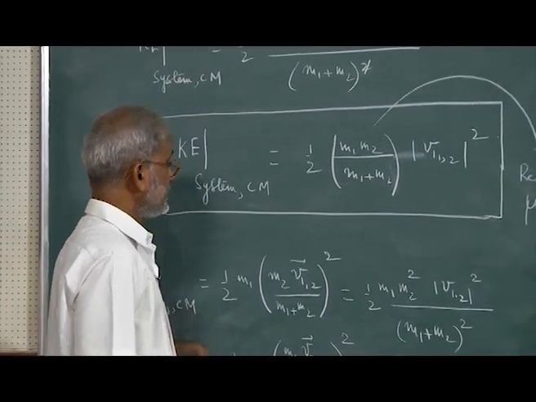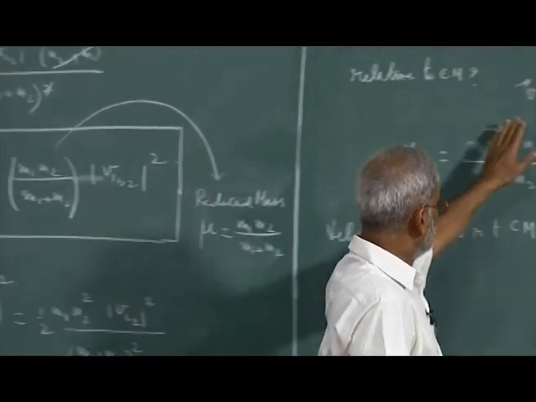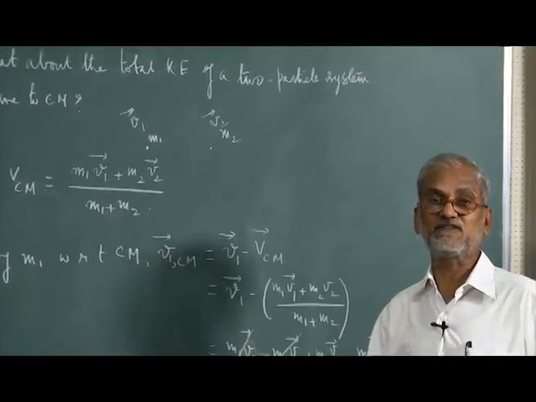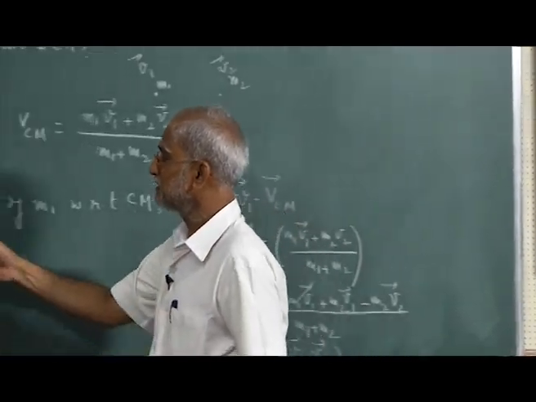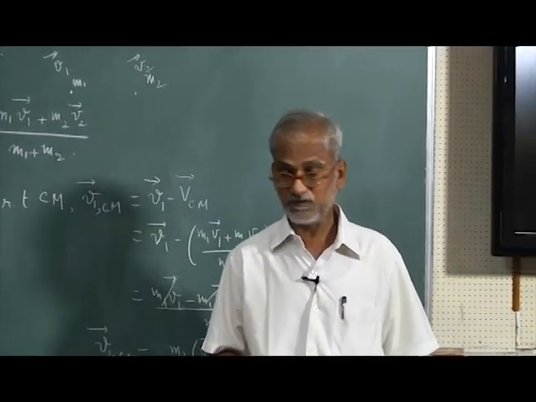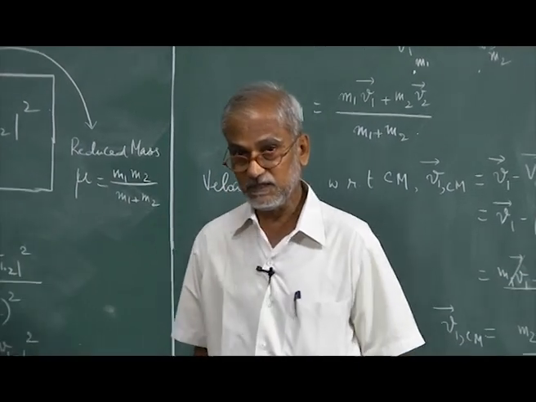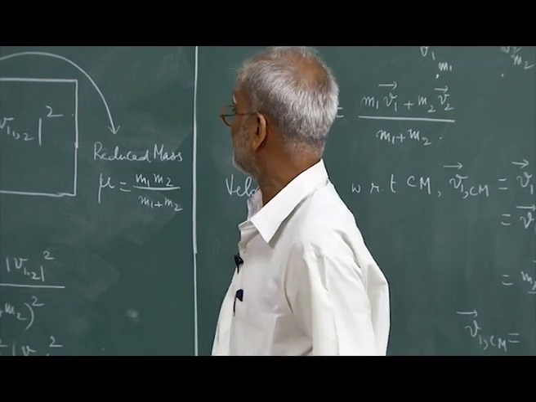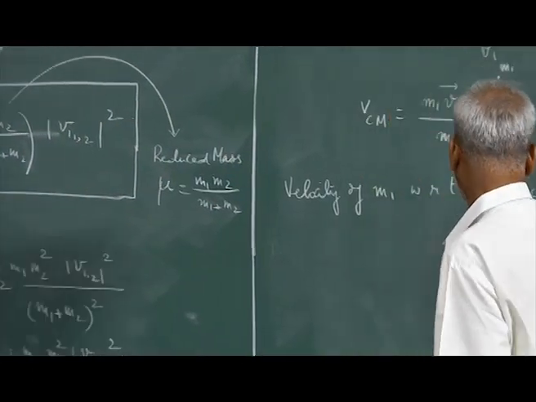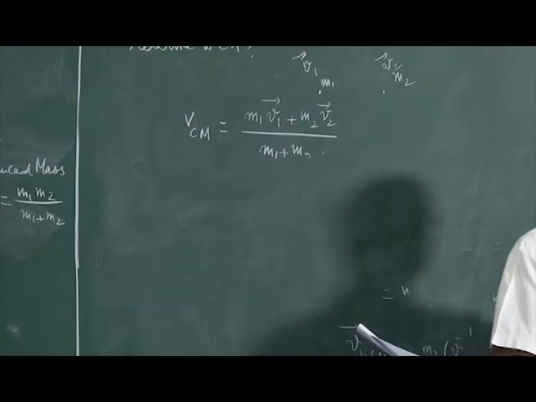So we see that this two particle system moves as if it has a reduced mass, and its value is given by m1 multiplied by m2 divided by m1 plus m2. And what is the velocity with which this moves? This is the relative velocity with which it is moving. Now this is about the kinetic energy of the system. We will make some comments about the center of mass a little later. I will erase this, this I will keep, other expressions I can do.